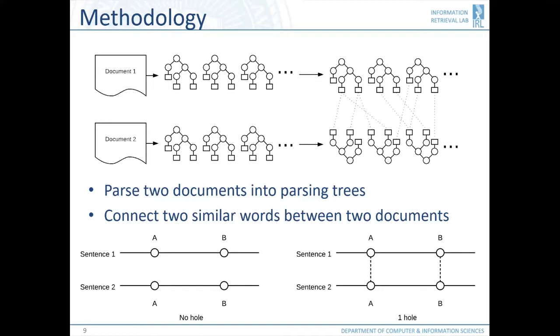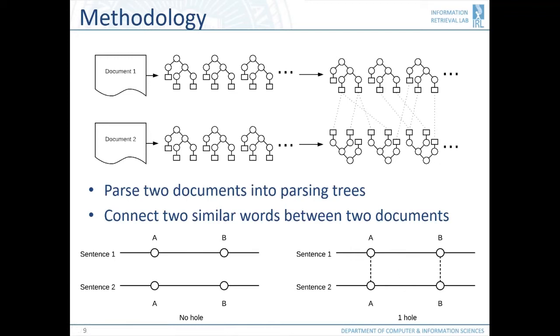So we connect the similar words between the two documents, like in this picture. We have sentence 1 from document 1 and sentence 2 from document 2. Before the connection, there is no connection between these two documents, but we connect the similar words between them, like A to A, B to B. After this, we form a rectangle, and a hole appears inside this rectangle.